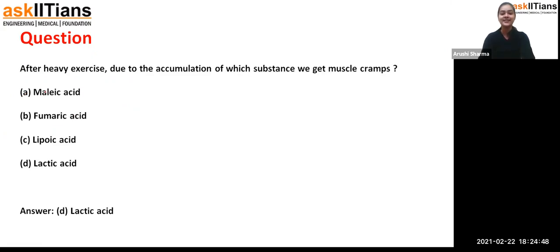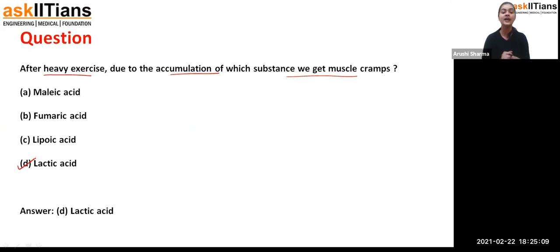So with that, student, oh, actually, sorry, I'm very sorry. I thought maybe we had just three questions, but we have one more here. So don't worry. After heavy exercise, due to the accumulation of which substance do we get muscle cramps? It is because of lactic acid, student.